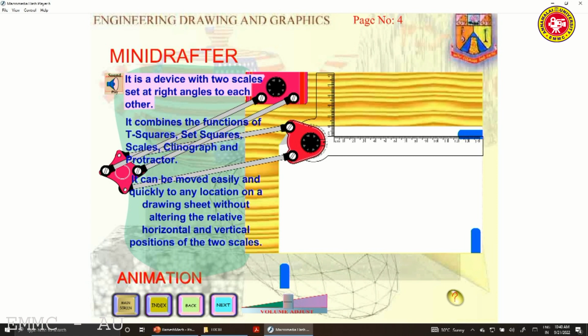It can be moved easily and quickly to any location. I will explain in the animations how it works. If you look at this picture on the right side, the mini drafter has a lot of components. One end is the fixed end, fixed on the drawing board. The other end is the scale end, where you fix the scales. In between there are four arms. These arms are free to move, but you have to fix this mini drafter on the drawing board from left to right at the top.